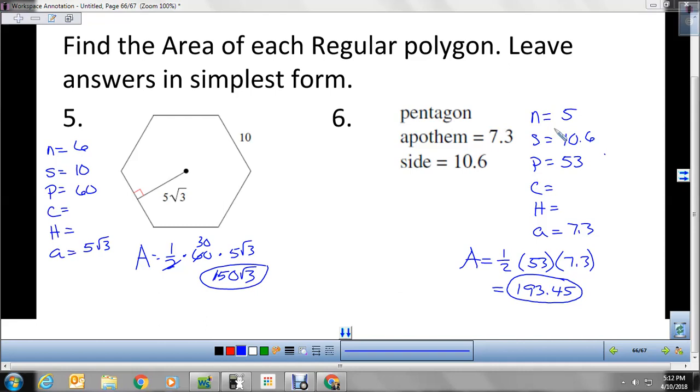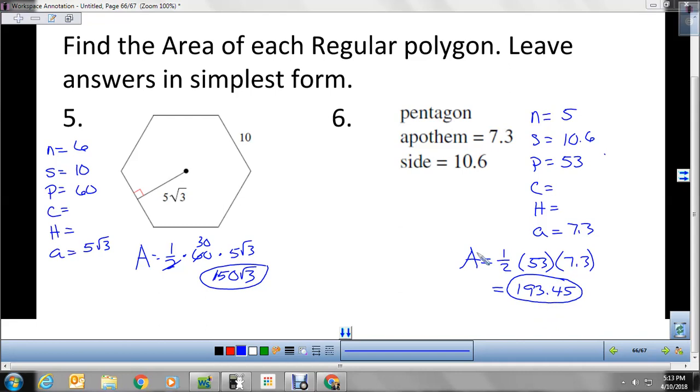And the last one, a pentagon, gives us a side length of 10.6. Perimeter gives us 53. The apothem is 7.3. Multiply your numbers out. 1/2 times 53 times 7.3, and that's going to give us 193.45.